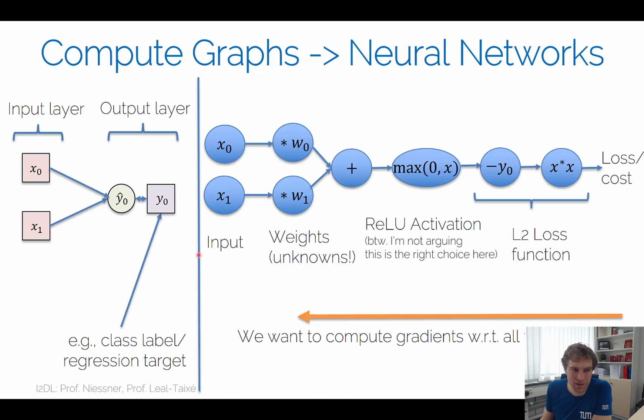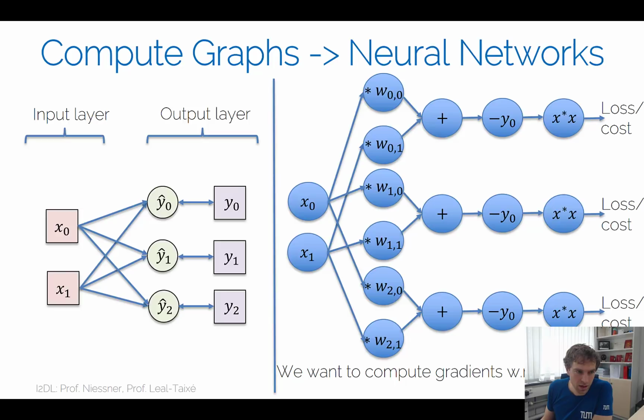So if we're saying, again, we have here the input, right? We have here the weights. These are the unknowns, so we want to compute partial derivatives with respect to W2 and W0 and W1. We have here this ReLU. Again, I'm not arguing this is the right choice here. And we have our loss function. And now we want to compute the gradients with respect to all of our weights W, right? So given training samples X and Y, these are our ground truth samples, we want to compute what are the respective partial derivatives with respect to W0 and W1. Now this is a very simple case. We can make this, of course, more complicated.